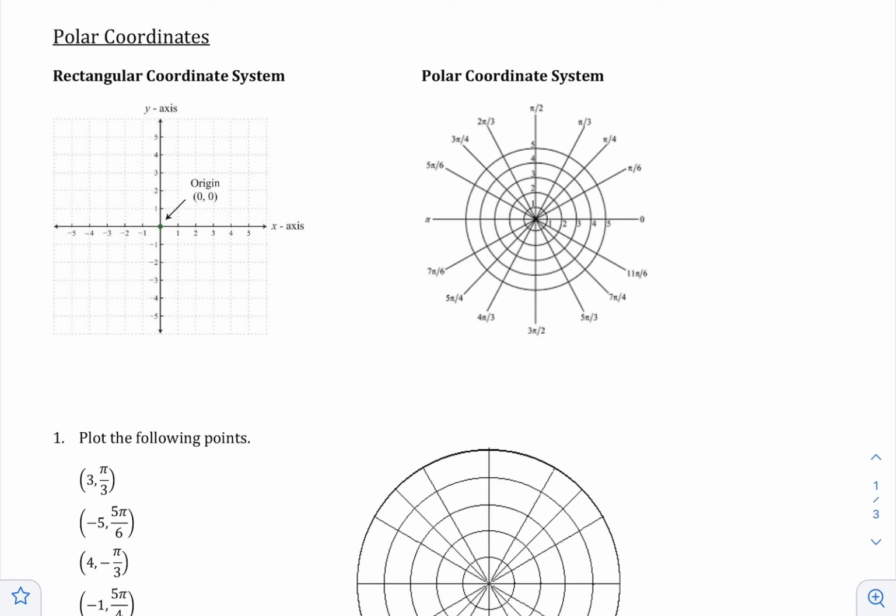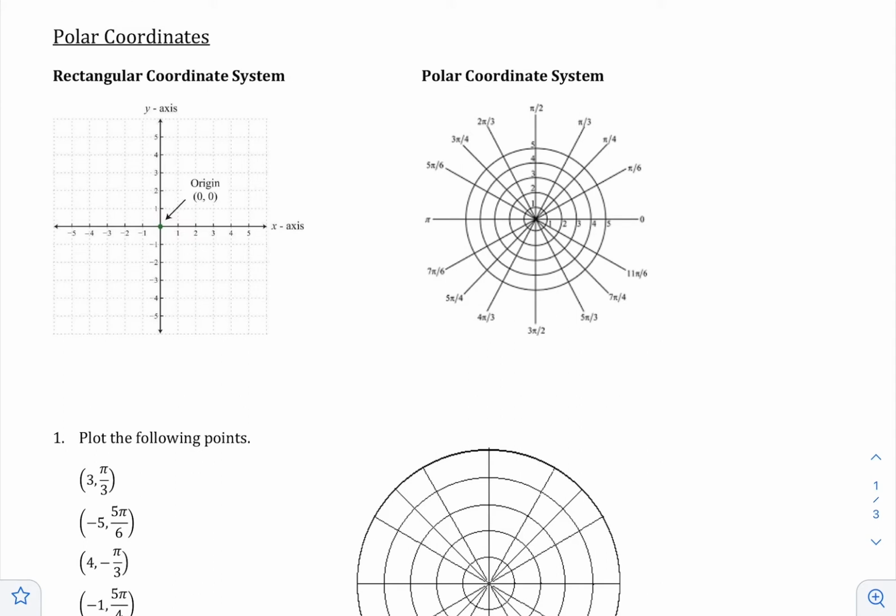We're going to take a look at polar coordinates. Now, it's normal that you might never have heard of polar coordinates before unless you've taken a trig class. So this will be quite common. So we're really going to begin at the beginning, the basics of what polar coordinates are.